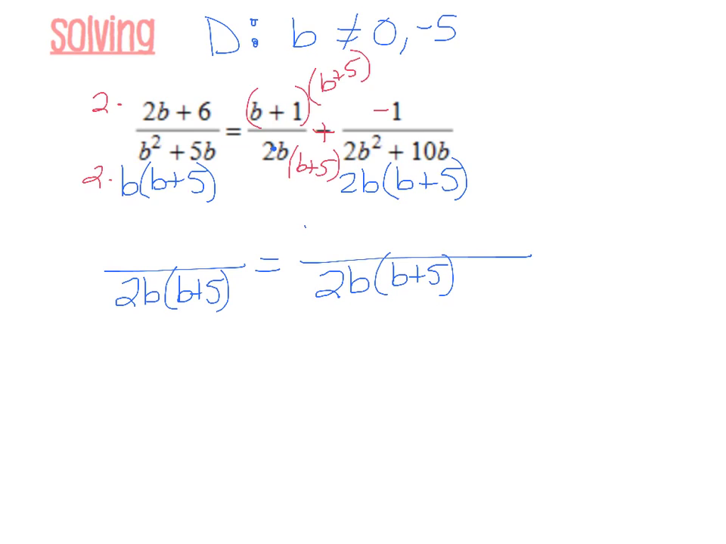The FOIL is going to be a b squared. Outer is a 5b. Inner is 1b. Last is a plus 5. And then I have the -1. On the left side, I don't know why I did the right side first, just because I wanted to, I guess. We need to distribute that too.